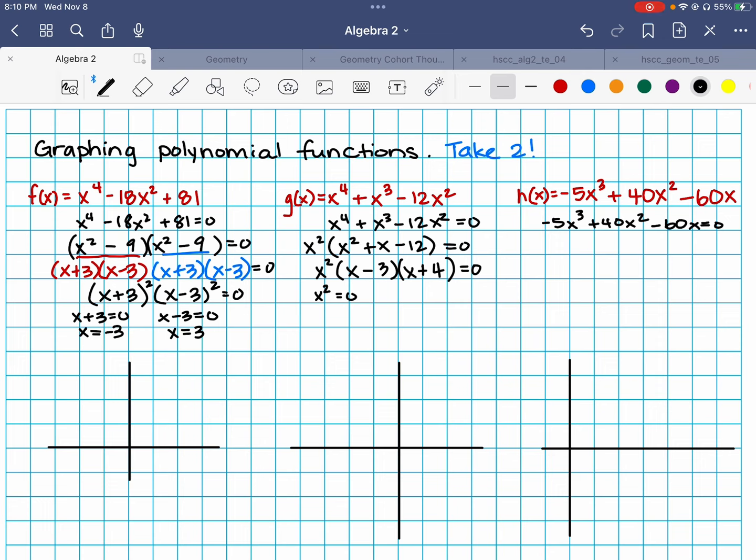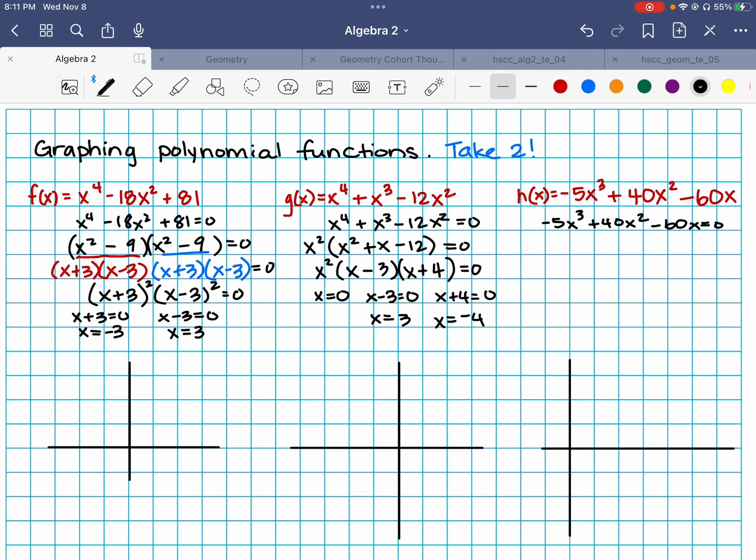You could also just say x equals 0, because the exponent only helps indicate that we have multiplicity for these guys here. So x equals 0, and then x minus 3 is equal to 0, and then x plus 4 is equal to, yeah, you got it, 0. So we have x equals 3, we have x equals negative 4, and we have x equals 0.